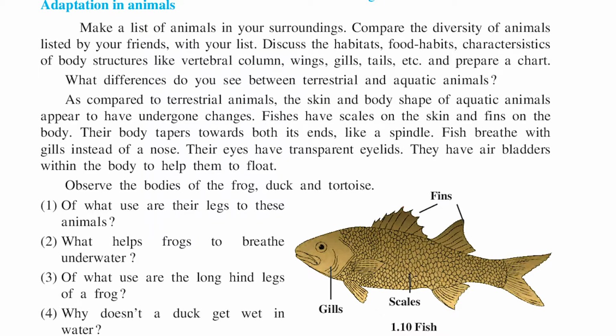As compared to terrestrial animals, the skin and body shape of aquatic animals appear to have undergone changes. Fishes have scales on the skin and fins on the body. Their body tapers towards both its ends, like a spindle. Fish breathe with gills instead of a nose. Their eyes have transparent eyelids. They have air bladders within the body to help them to float.